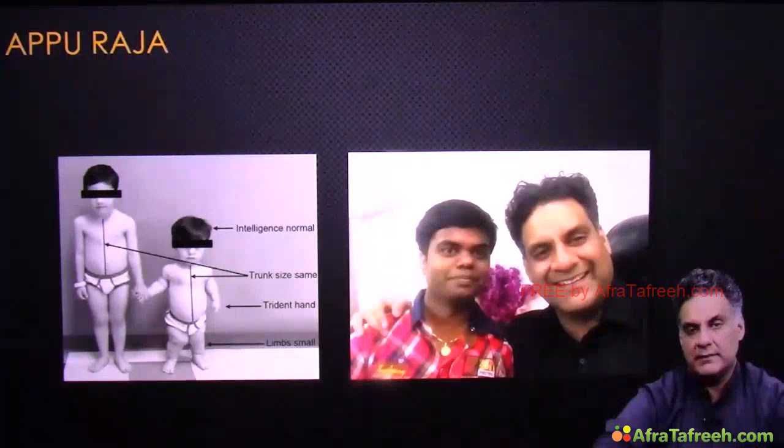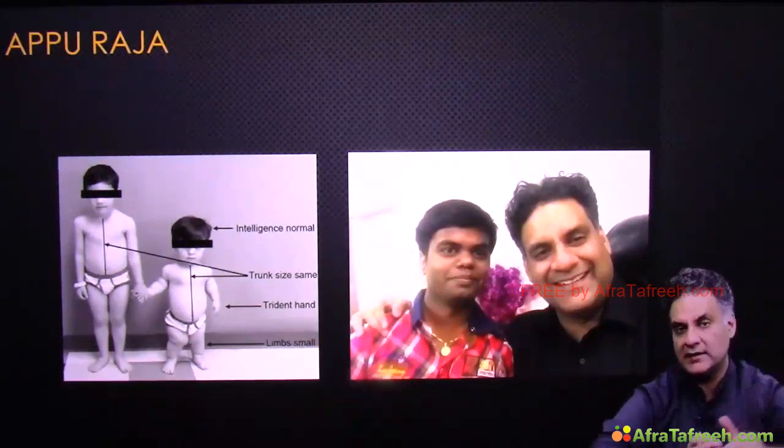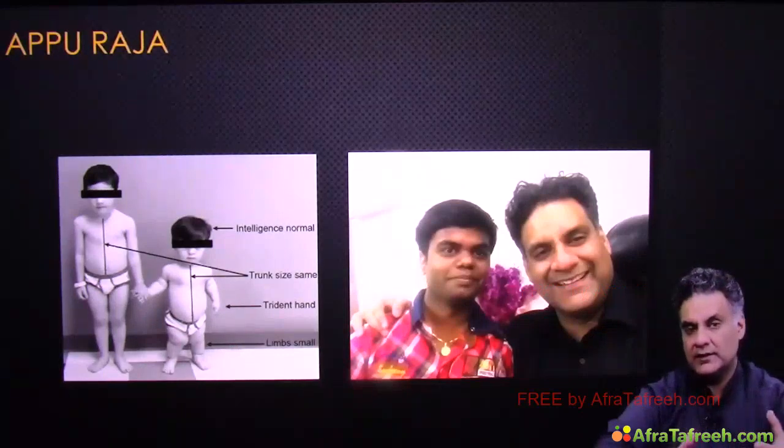This slide reminds me of a fantastic South Indian actor, Kamal Haasan. He got a National Award for the movie Appu Raja. He had a double role in it. The short-statured Kamal Haasan was a patient of achondroplasia. The trunk size in achondroplasia is normal. The limbs are short because it's a defect in enchondral ossification.